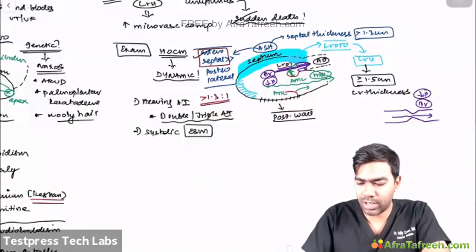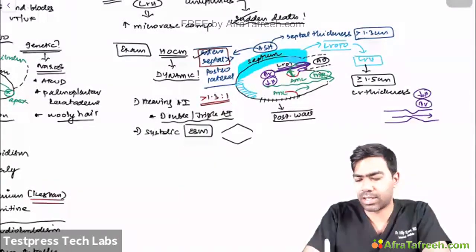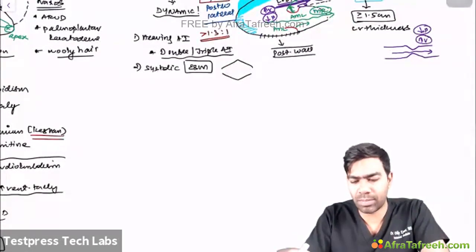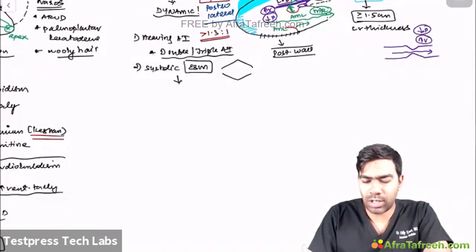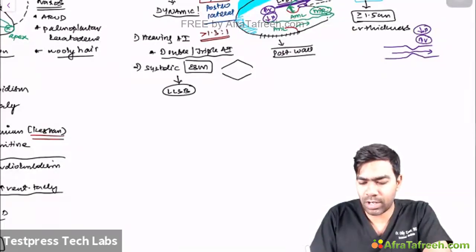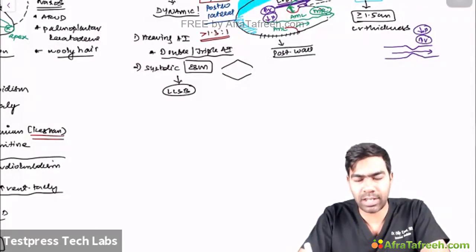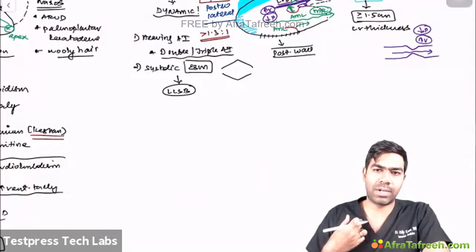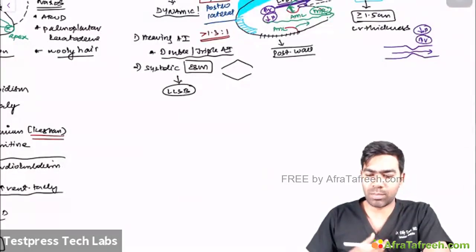And it's a crescendo-decrescendo murmur only, like aortic stenosis. But where the murmur will be, and what is the difference from aortic stenosis? The murmur will be located more in the left lower sternal border. It will not be located in the right upper sternal border like you see in AS. In AS, you will see it here. The murmur in the right upper sternal border is classic, but in HOCM you will be seeing it in the left lower sternal border.